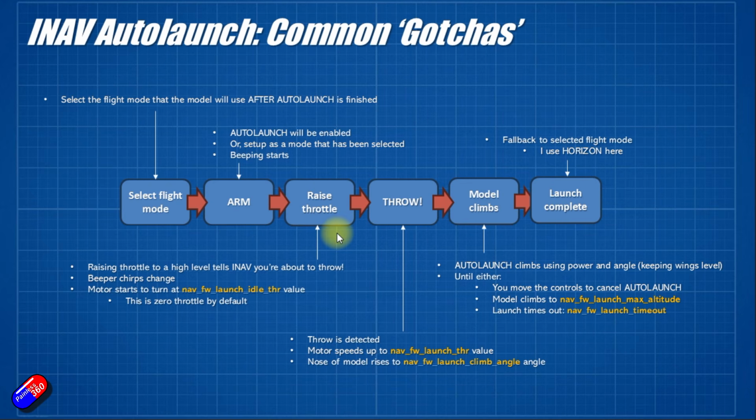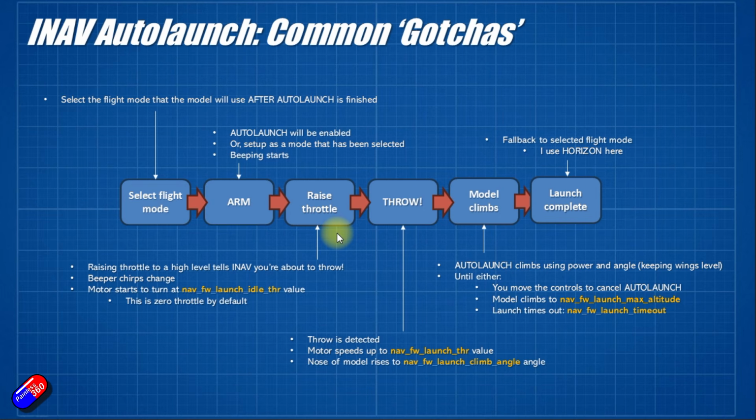Well, this is the slightly weird thing, is that the next thing you do then is raise the throttle. I just put the throttle to 100%. Make sure you have a firm hold of the model. The fact it's beeping will let you know that it is in auto launch already. Once you raise the throttle to 100%, then the motor will start to run at whatever you have set in the settings for INAV FW launch idle throttle. By default, that's 0. So as you raise the throttle to 100% on the radio, nothing will happen.